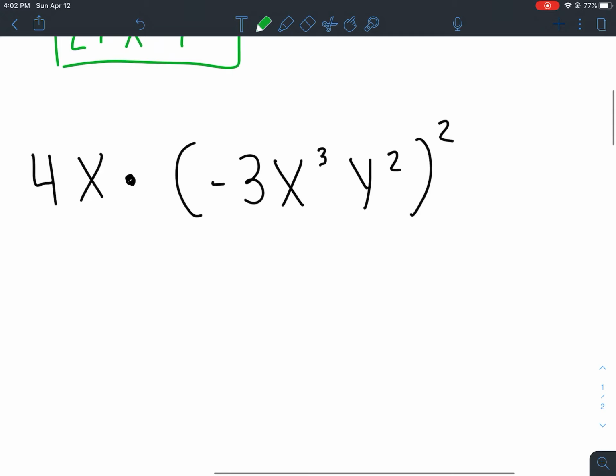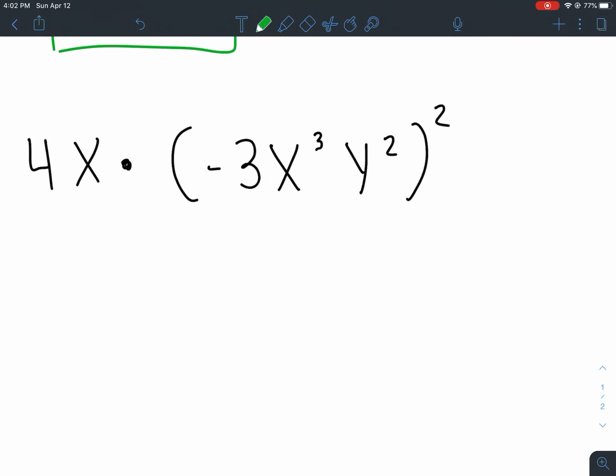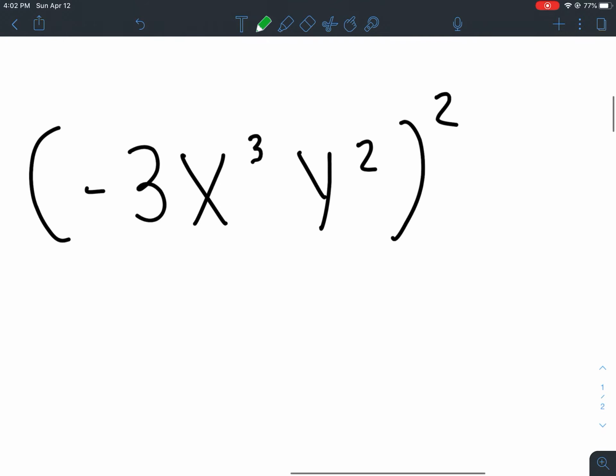Moving on to the second problem. Here, I see that there are parentheses and I want to get rid of them. Well, in order to get rid of them, I'm going to have to distribute that exponent that's on the outside, which is the 2. Now, I don't want to distribute it to the 4x in the front because it is not inside the parentheses, right? It's nothing to do with just the person standing outside the little parentheses house.